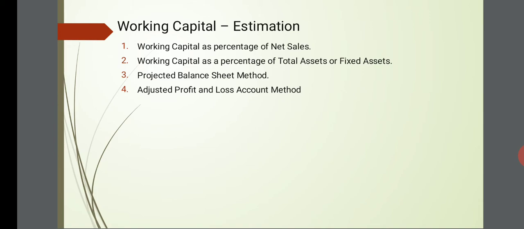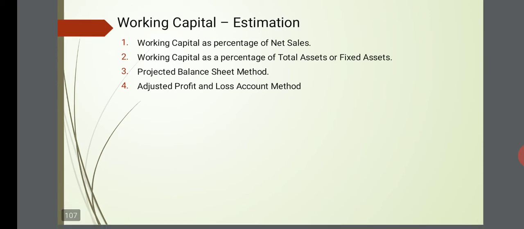So whatever total assets we have, we take working capital as a percentage of that. Projected balance sheet method: we make a projected balance sheet, and whatever cash requirement comes, we take that part as working capital. And adjusted profit and loss account: we try to find out the revenue and the expenses, and whatever expenses are not covered by the revenue has to be brought in and taken as working capital.